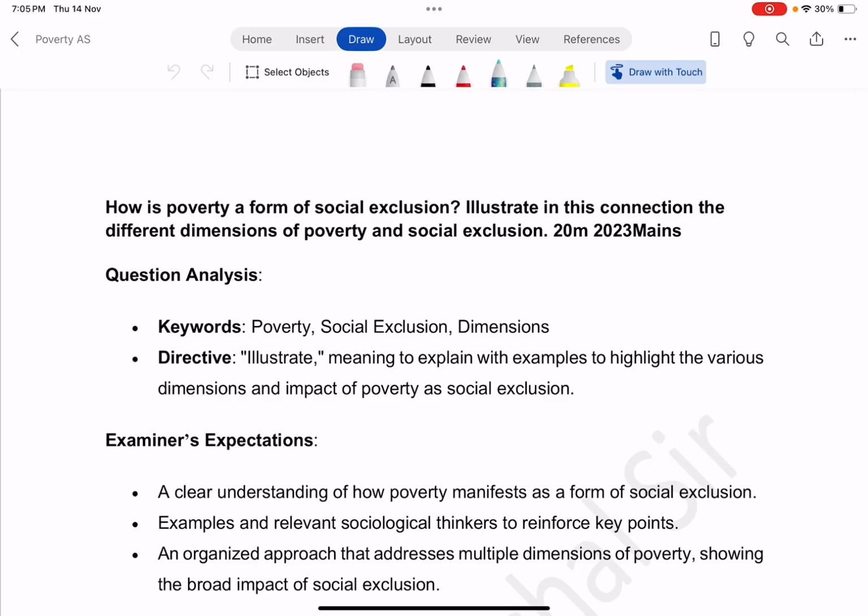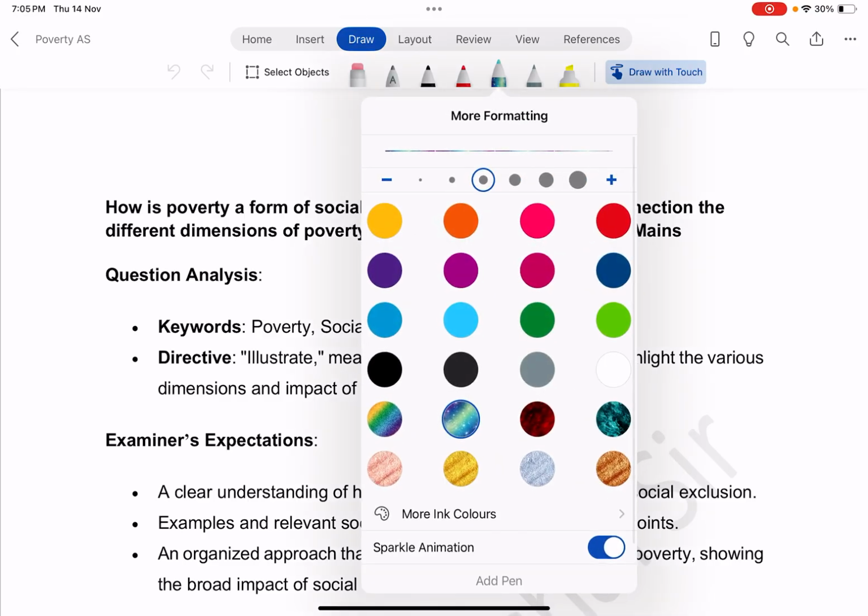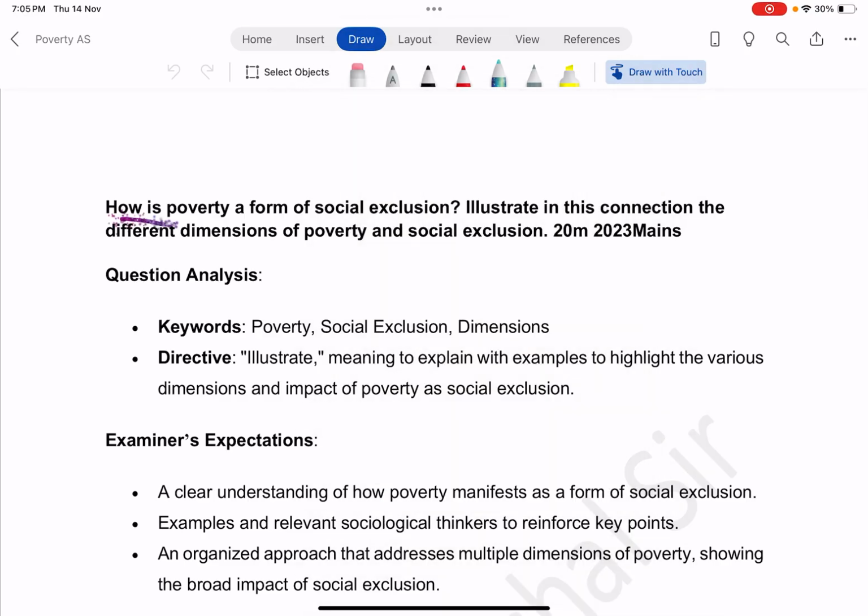In this video, we are going to be dealing with the topic, how is poverty a form of social exclusion? Illustrate in this connection the different dimensions of poverty and social exclusion. This is a 20 marker question from the 2023 mains.